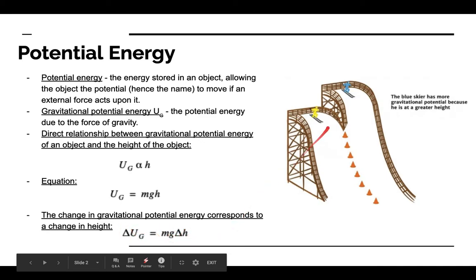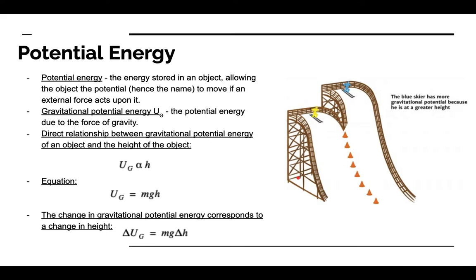And this again corresponds to the idea that if our skier skis down the slope or drops down the slope a certain height, their potential energy is going to decrease because their height is also decreasing. And we can also see this relationship, that our blue skier has a higher potential energy since they're at a higher height than the yellow skier right here. Just a brief little synopsis of everything that we have covered so far.